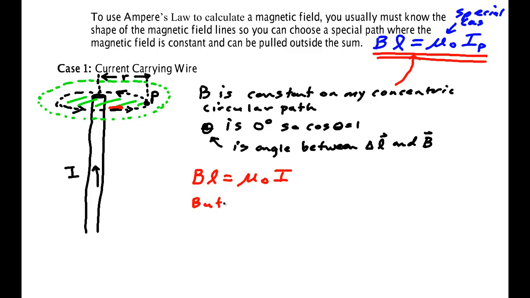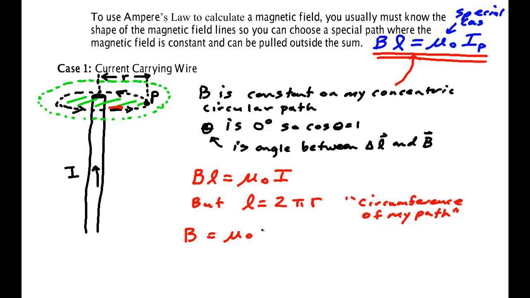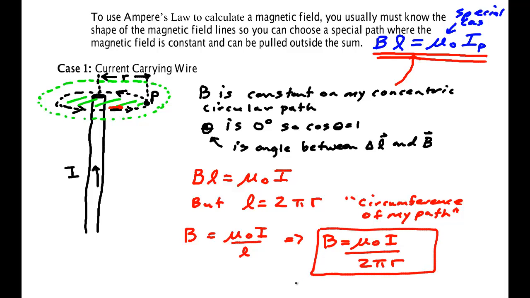But L is 2 pi r, the circumference of my path. So now we solve for B and we get mu naught I over L, or that the magnetic field is mu naught, the current, divided by 2 pi r. And this is the solution for the magnetic field of a current carrying wire.